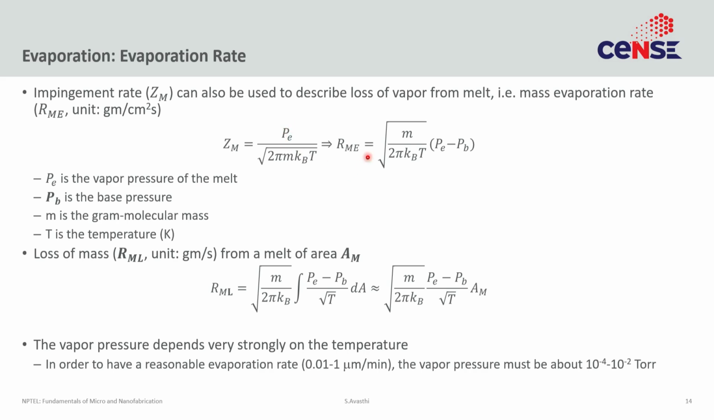You can actually calculate from there a mass evaporation rate, which looks something like this. Here PE is the pressure during evaporation. So when you turn on the evaporation, you create this metal vapor and that vapor pushes the pressure of your chamber up.